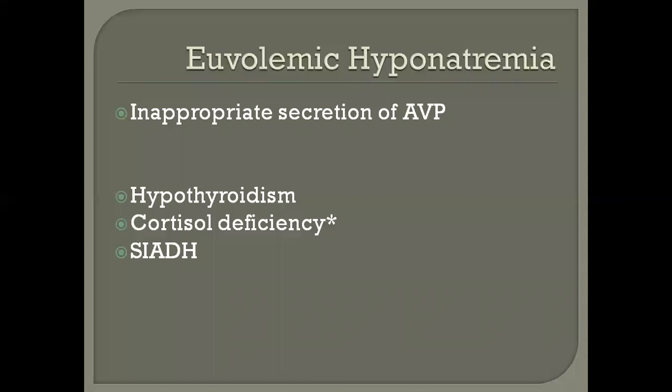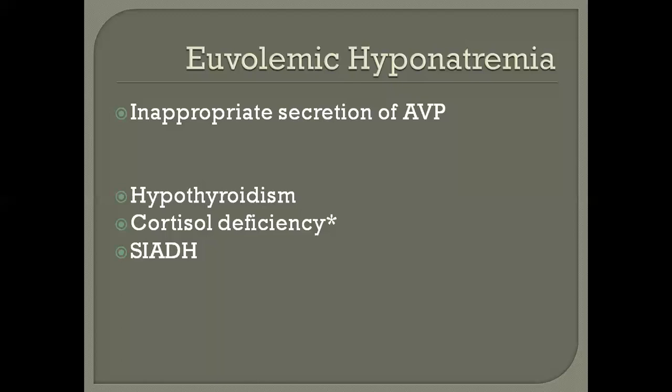Hypothyroidism is one cause. Hypothyroidism is known to increase AVP secretion. Similarly, normal cortisol levels tend to suppress AVP secretion, and when you have cortisol deficiency, you have an increase in AVP secretion. Again, I want to remind you, when it is pure cortisol deficiency, you will have euvolemic hyponatremia. But when you have both cortisol as well as aldosterone deficiency, you will have hypovolemic hyponatremia.